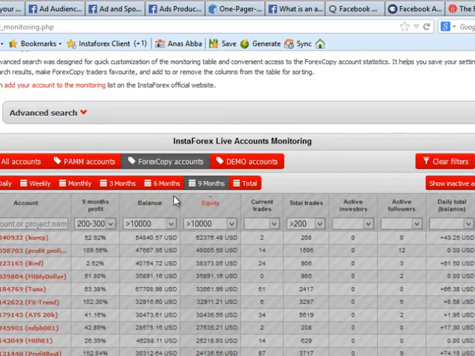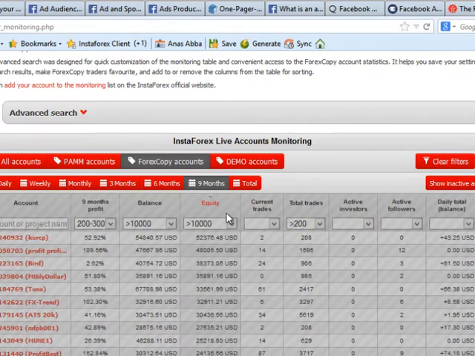Now, the next column is the balance column, and as you can see, I've filtered it to accounts greater than $10,000. Why I select this is because I basically want accounts with a lot of money to trade. $10,000 is quite a standard amount for me. A trader trading anything less than $10,000, I don't really want to spend my time researching.